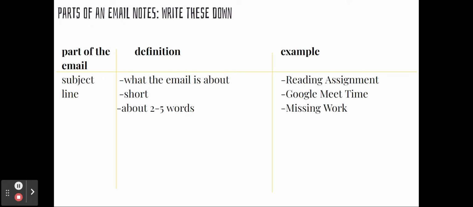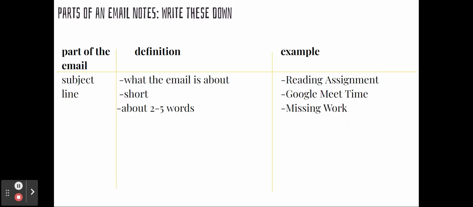The first part of an email that you write is the subject line. The subject is what the email is all about. It's short. I would say about 2 to 5 words. Now, if it ends up being 6, that's fine, but it should not be a long full sentence. For example, reading assignment, Google Meet time, missing work. All of those would be subject lines that you might write to a teacher.